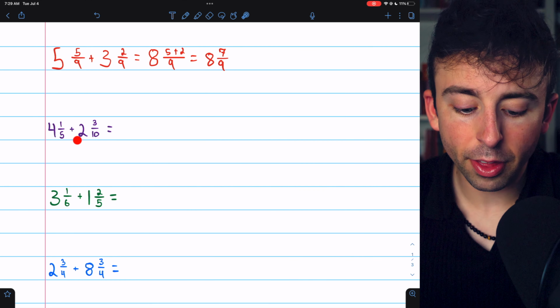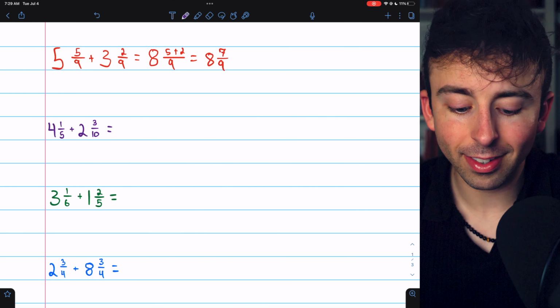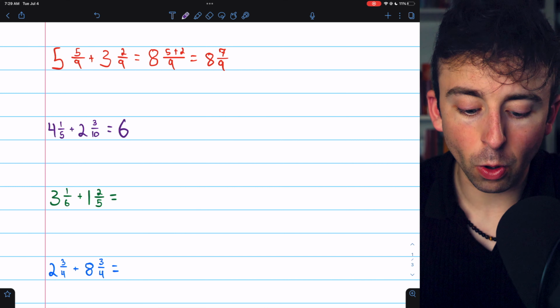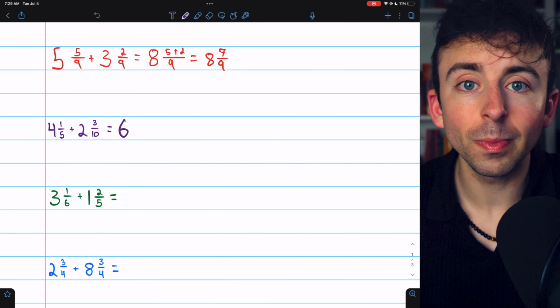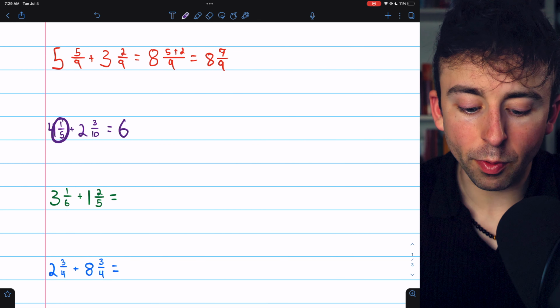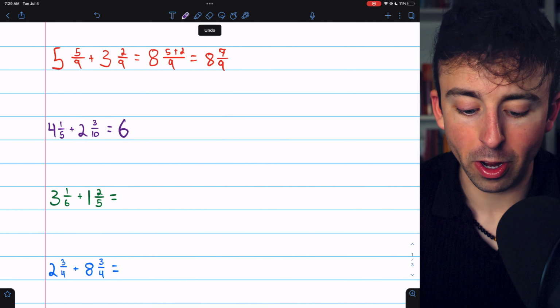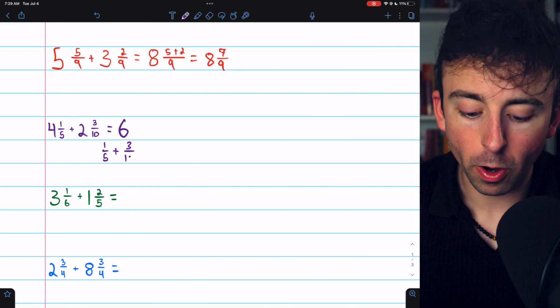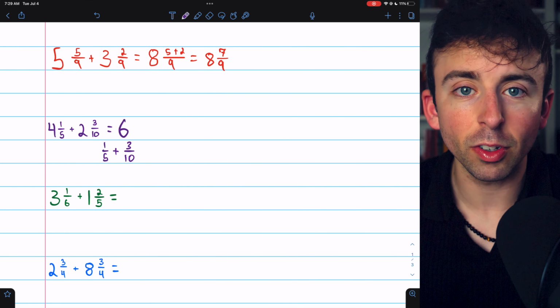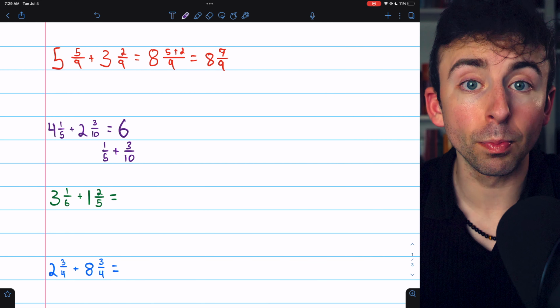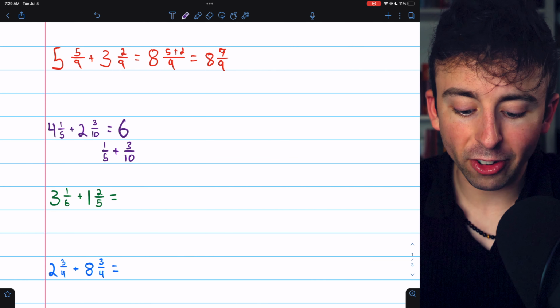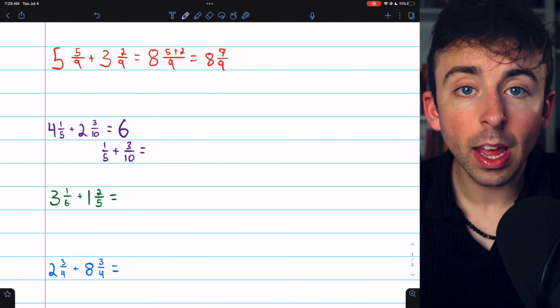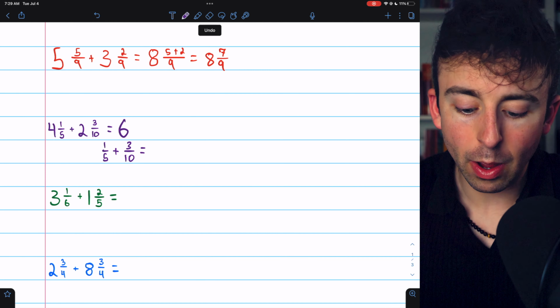Next, 4 and a fifth plus 2 and 3/10. Again, we can begin by just adding the whole parts together. 4 plus 2 is 6. Then we have 1/5 plus 3/10 to worry about. Let's just write that out separately. Here, the denominators are not the same, so it's not as easy as just adding the numerators, but it's pretty easy.